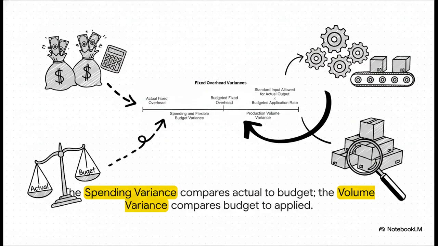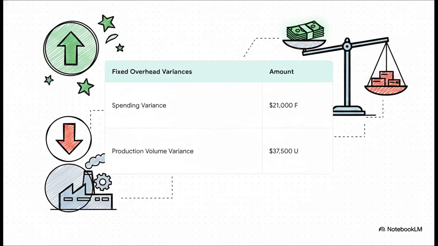And this visual just makes it crystal clear that spending variance is just the simple gap between our actual spending and what was in the budget. Easy enough. But the production volume variance, that's the gap between our budget and how much overhead we actually applied to the products we made. It's a measure of volume, not spending. Two totally different stories. And look at the results from Chowdown Inc. again. This is fascinating, right?